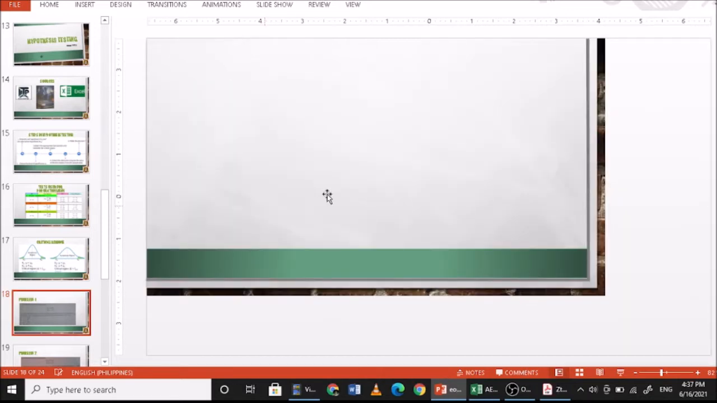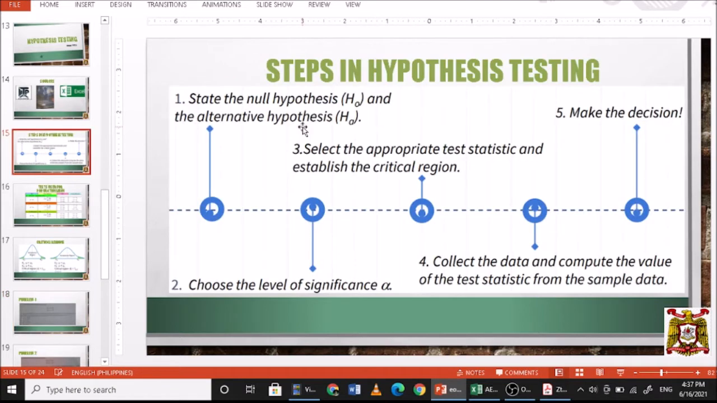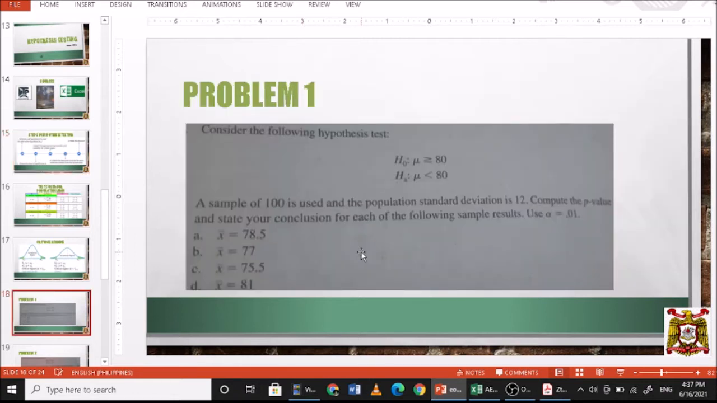Problem 1. Consider the following hypothesis test. Null hypothesis is population mean is greater than or equal to 80. Alternative hypothesis is mean is less than 80. So that's step 1. Identify your null hypothesis and alternative hypothesis. A sample of 100 is used. The population standard deviation is 12. Compute the p-value and state your conclusion for each of the following sample results. Use alpha equals 0.01. So this is now your level of significance.